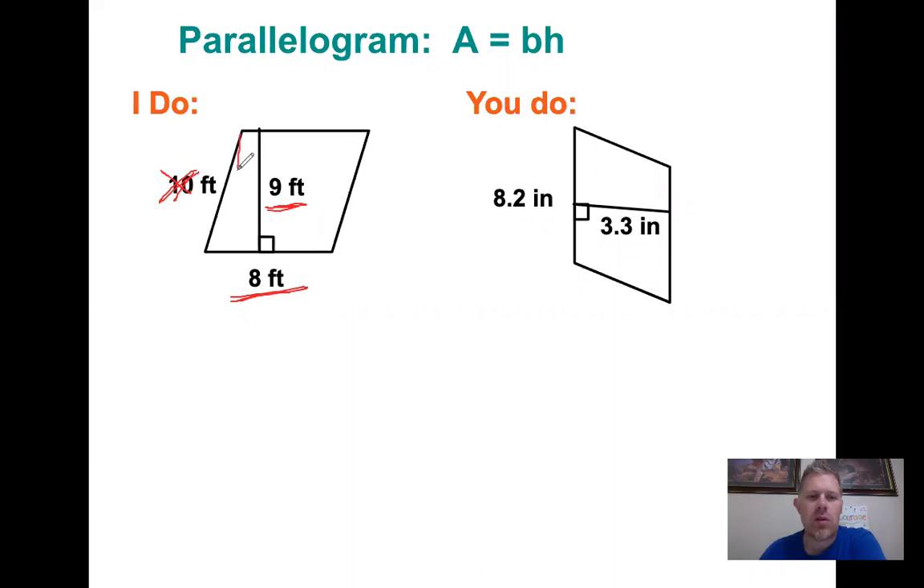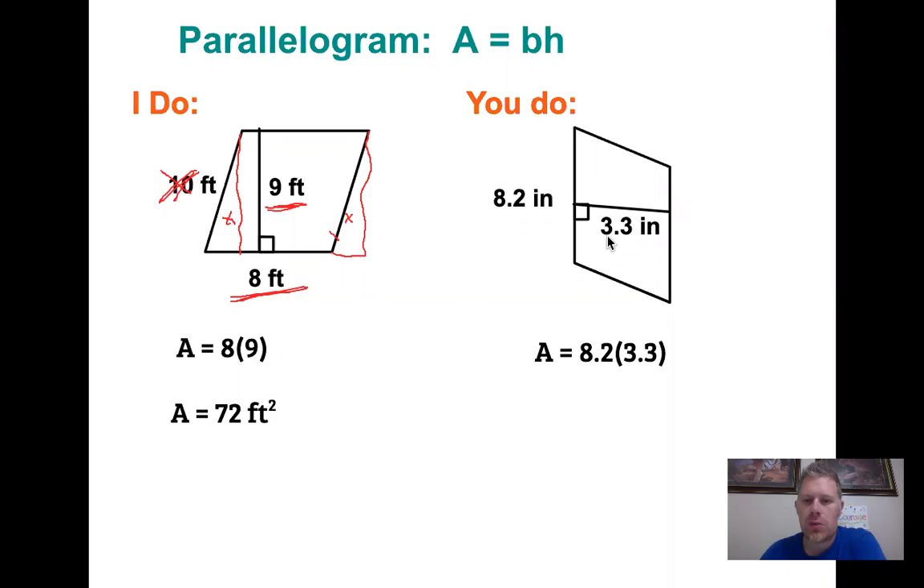Well, look at it this way. If I draw a line straight down, it's supposed to be a straight line, and then I draw a line over here, straight up. If I take this section and cut it out and put it over here, doesn't that make it a square now? So a square would just be length times width. Or in this case, we call it base times height. So if we do base times height, 8 times 9, area in there is 72 feet squared. Don't forget the squared.